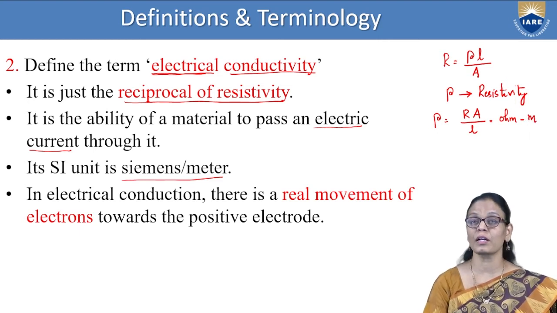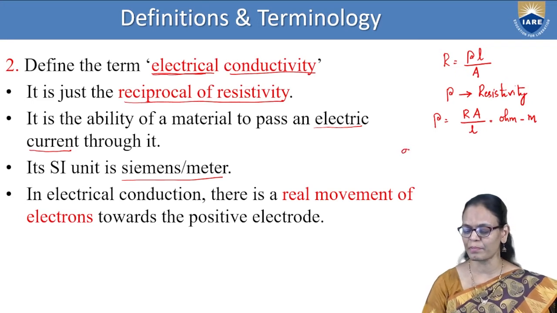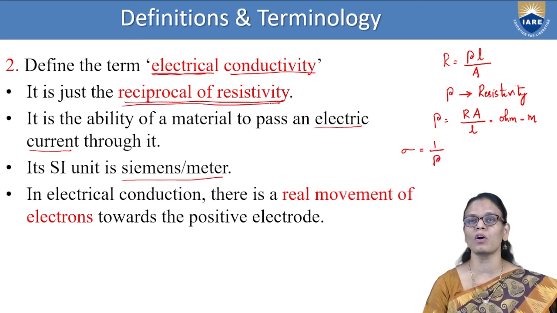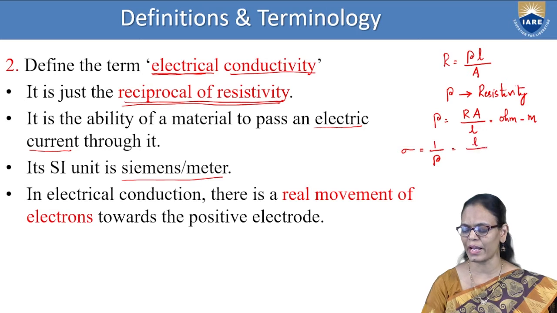Now when we are talking about conductivity, if I represent it by sigma, it will be 1 upon rho. So conductivity is the reciprocal of resistivity. It is 1 upon rho, or I can write it simply as L upon RA. The unit will be 1 upon ohm meter. So 1 upon ohm, we are calling it Siemens.